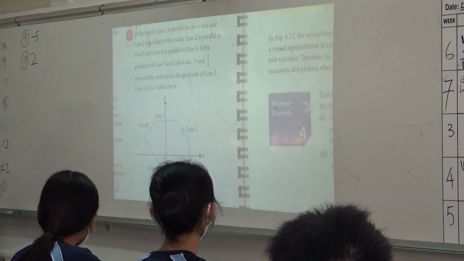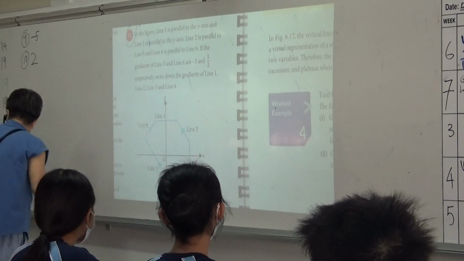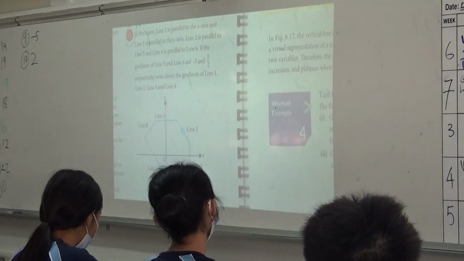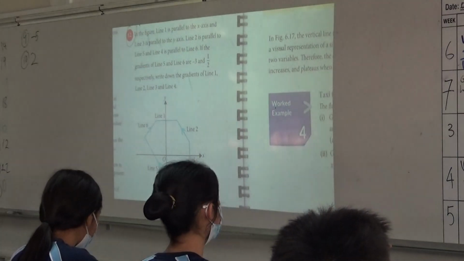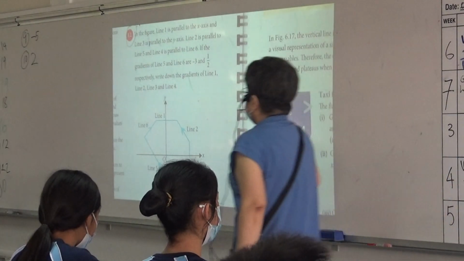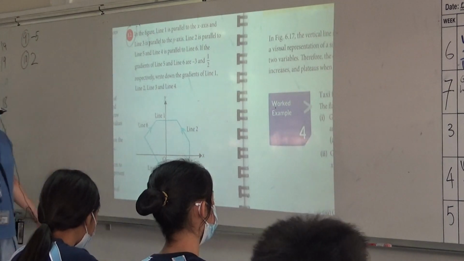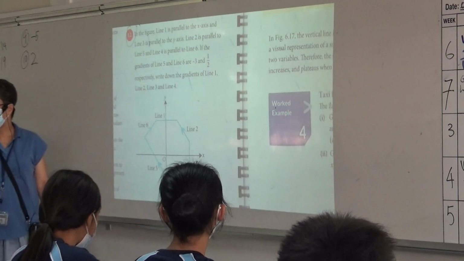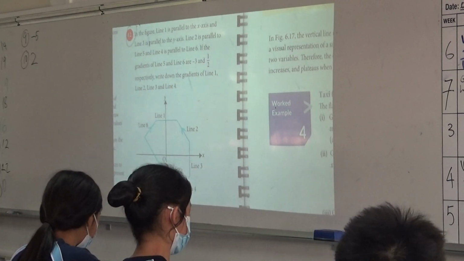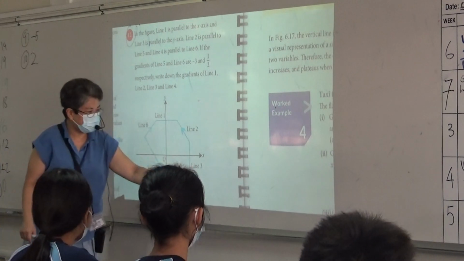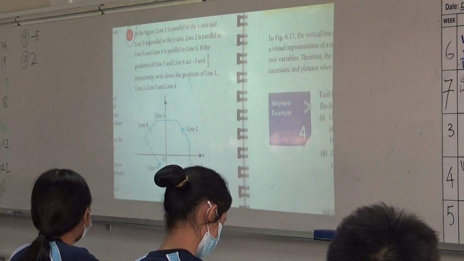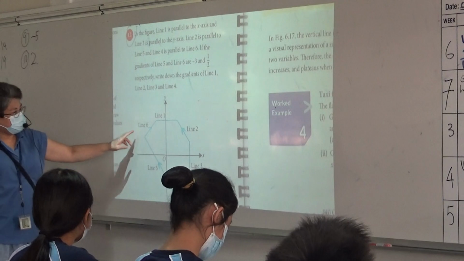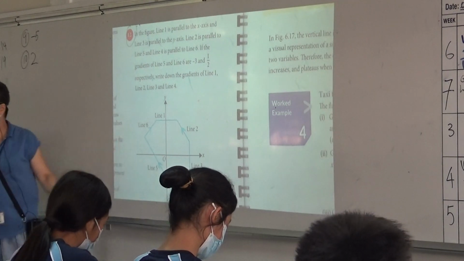Okay. All of you look at the board. I want to explain this question because though it is sort of an advanced question, it is very doable. I must explain to you this. Okay? Now, let's take a look. In the figure, line 1 is parallel to the x-axis, right? Can see it? And line 3 is parallel to the y-axis. Line 2 is parallel to line 5. And line 4 is parallel to line 6.